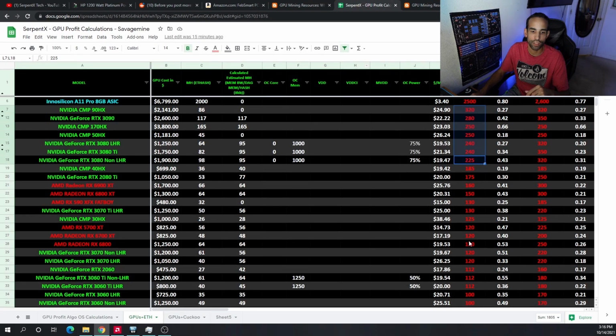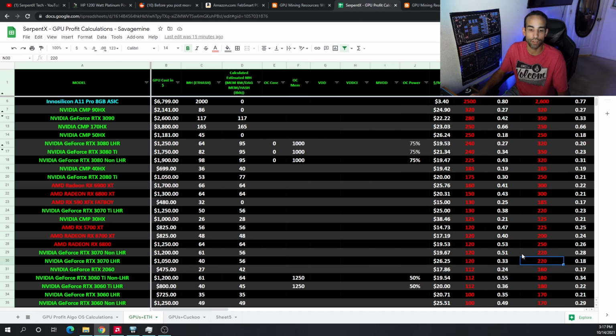The reason the stock TDP is important is because, for example, if the card's stock TDP is 220 and your system reboots, Windows updates, something happens, the driver crashes, and you start pulling the stock power through your splitter or cables, and your cables can't handle it, that could be a problem.